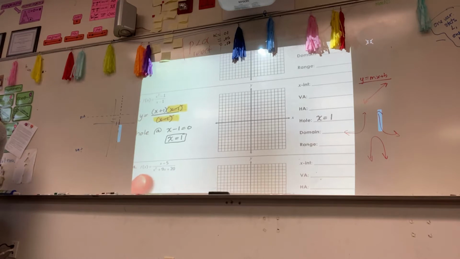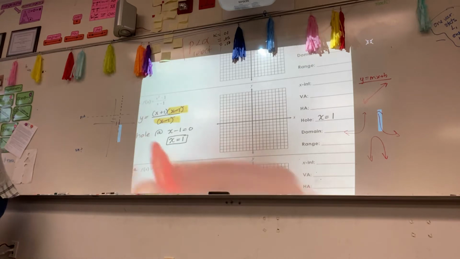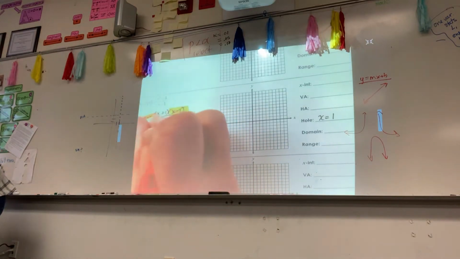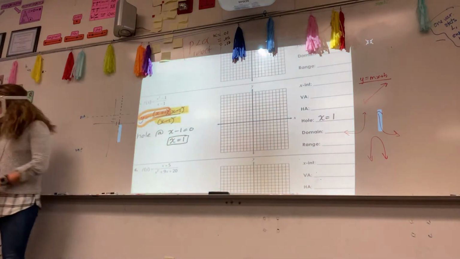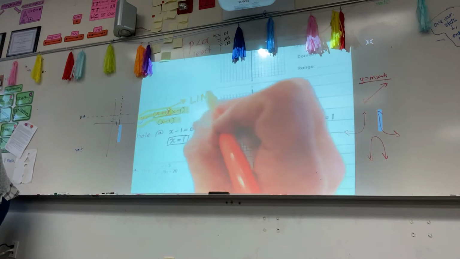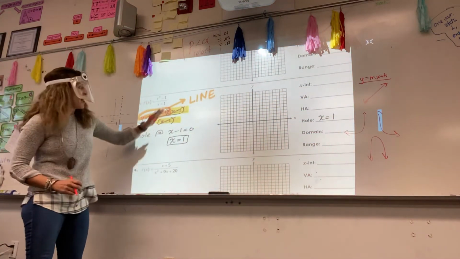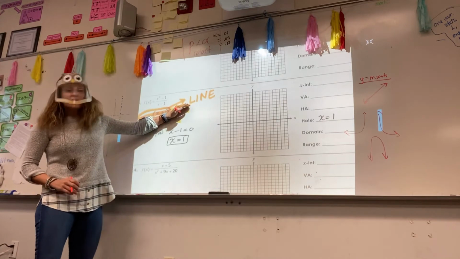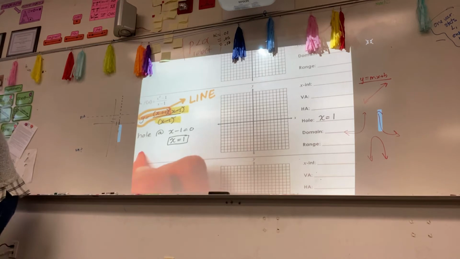Now, what is left over? So I'm going to come over here and highlight what is left over. The only thing that's left over is y equals x plus 1. And all that is the equation of a line. It's no longer a rational function. I got rid of the denominator, right? So all I have to do now is graph y equals x plus 1.